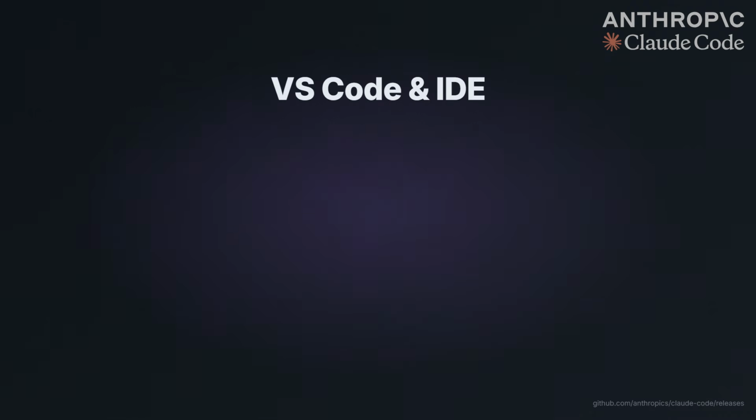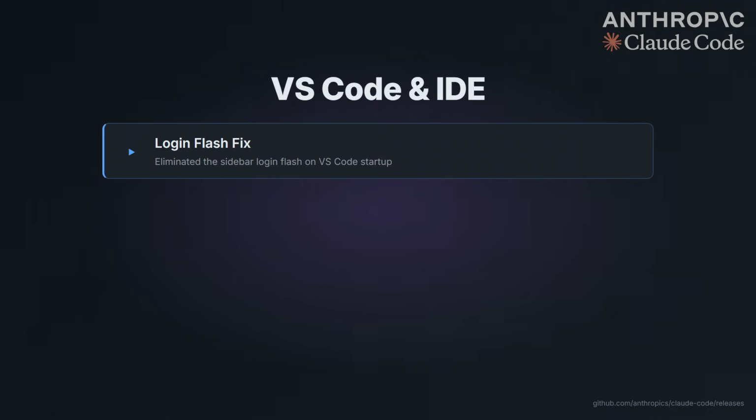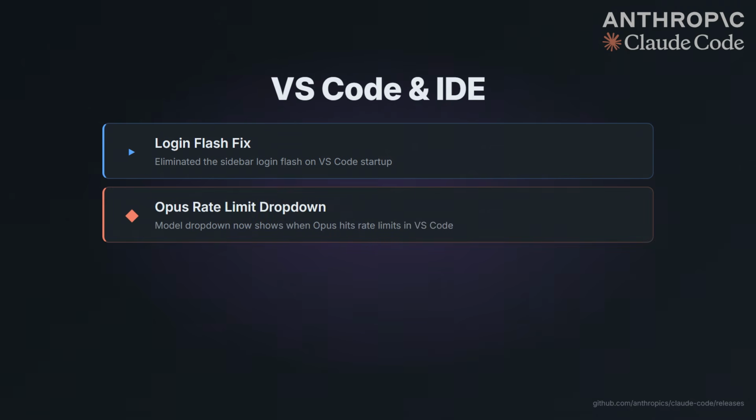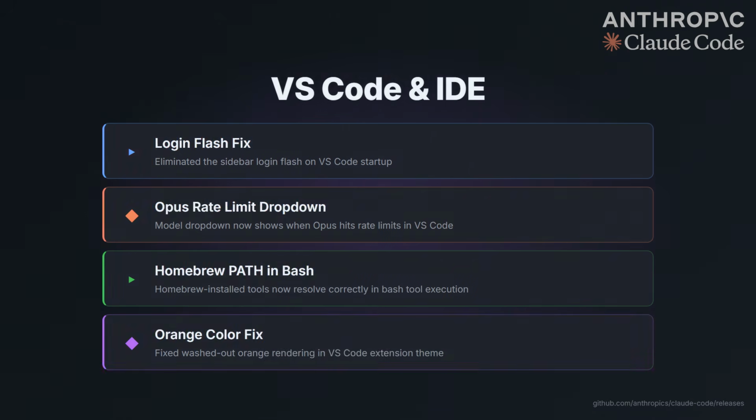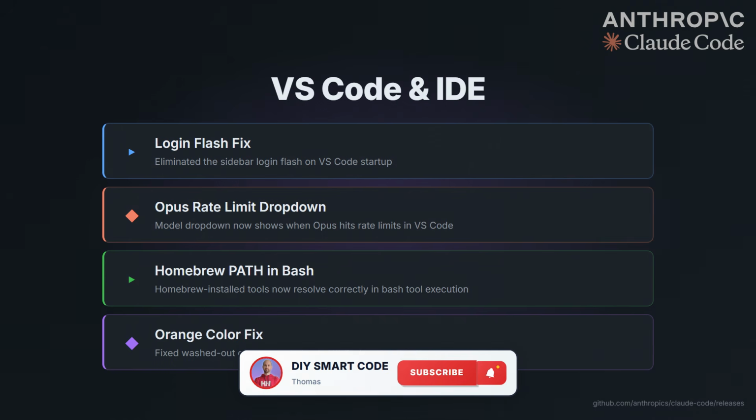VS Code fixes. The sidebar no longer flashes the login screen when already authenticated. The model dropdown stops offering 1 million context to unknown plan tiers, fixing that Opus rate limit error. The bash tool now finds Homebrew binaries when VS Code launches from dock or Spotlight. And that washed out Claude orange in terminals without true color.